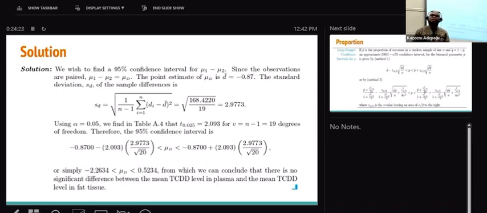And if the 0 is found in the interval, that indicates insignificant. I'm going to say that again. Insignificant. What do I mean by insignificant? It means the difference between what you measured in the first occasion and the second occasion, even though difference exists, that difference is not significant. Does that make sense to you?